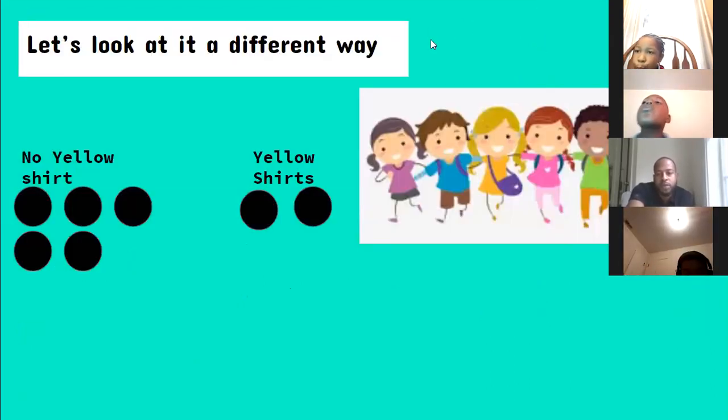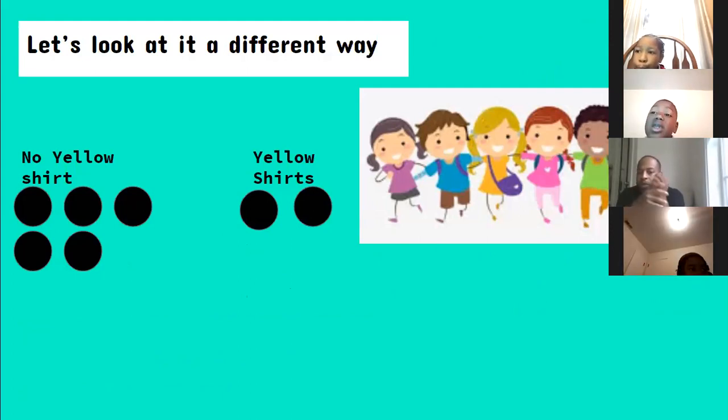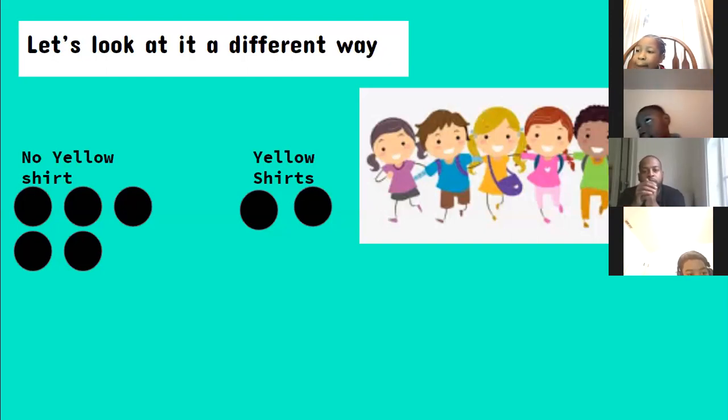So we're looking at it in a different way, once again, because as number detectives, you are able to see it in the number bond or in the 10 frame, or maybe even just looking at the dot, okay? Now we're looking at it in a different way. How many kids do not have on a yellow shirt? 5. Let me pick somebody. Jessica, how many kids do have on a yellow shirt? 2. So how many kids do I have all together?